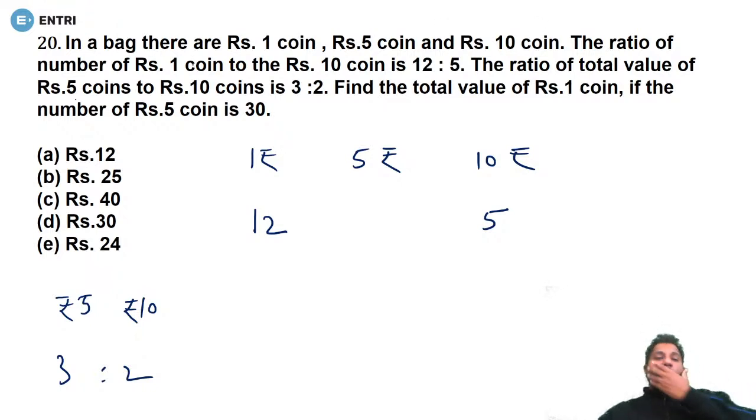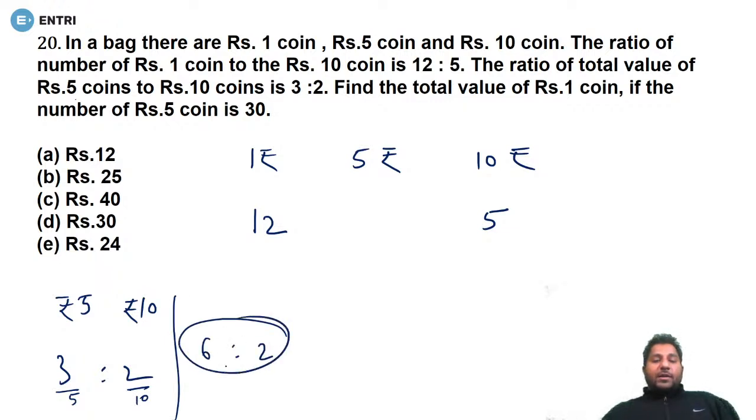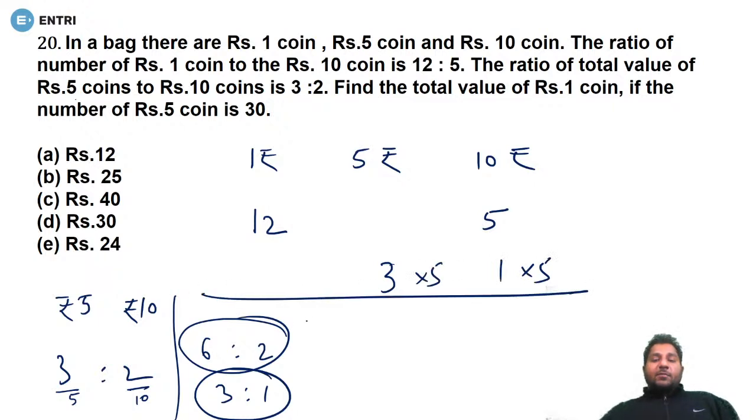The ratio of total value of 5 rupee and 10 rupee coins is 3:2. So if total value has been given, that means 3 units and 2 units. So what we should do is divide it by 5 for the 5 rupee coin and by 10 for the 10 rupee coin. That means our ratio will be arrived at as 3/5 : 2/10, that is 6:2, which becomes 3:1. So the number of coins of 5 and 10 will be in the ratio 3:1. We will multiply it by 5 to make it comparable with the other ratio. That means 12, 15 and 5. Alright.